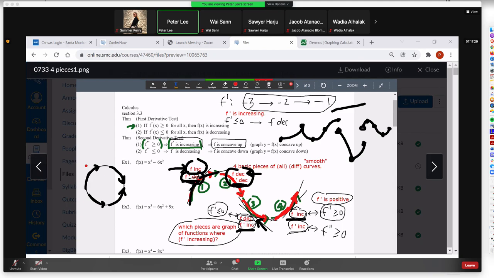So these are what we call the first order critical points. And then we have the second order critical points. So we have this critical point, f double prime equal to 0, and f double prime does not exist.